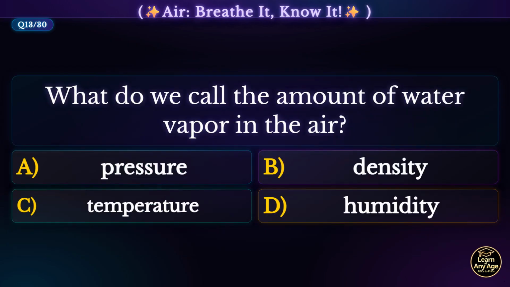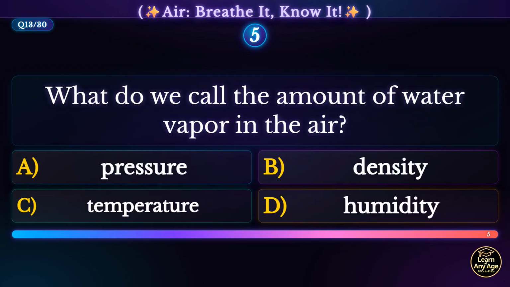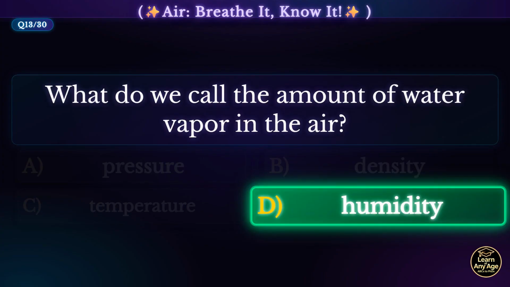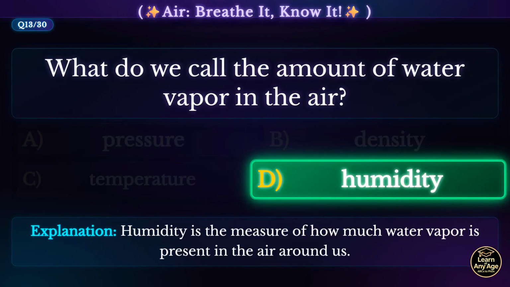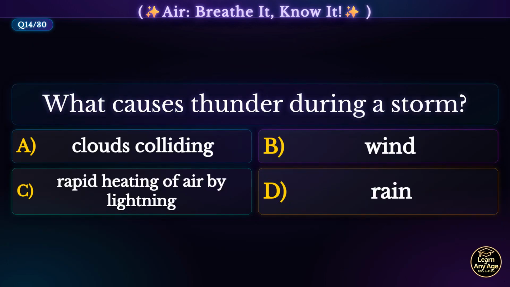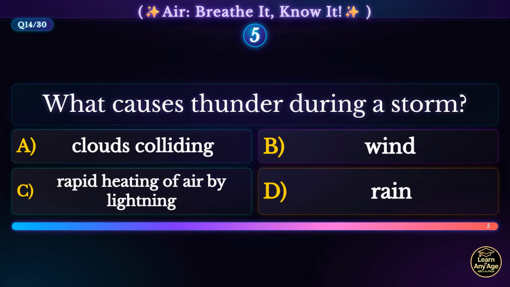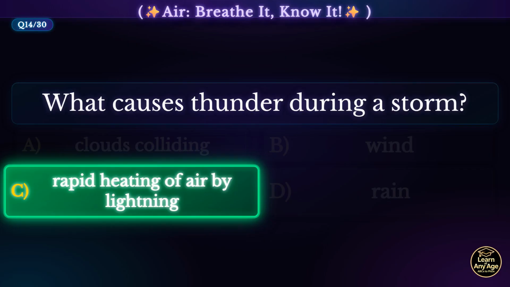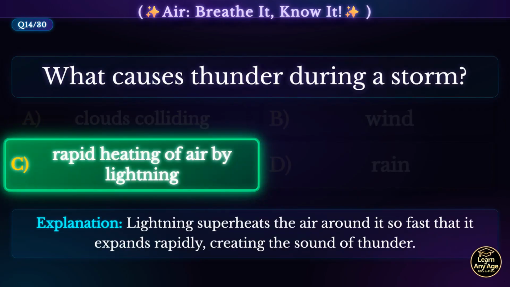What do we call the amount of water vapor in the air? Humidity. Humidity is the measure of how much water vapor is present in the air around us. What causes thunder during a storm? Rapid heating of air by lightning. Lightning superheats the air around it so fast that it expands rapidly, creating the sound of thunder.